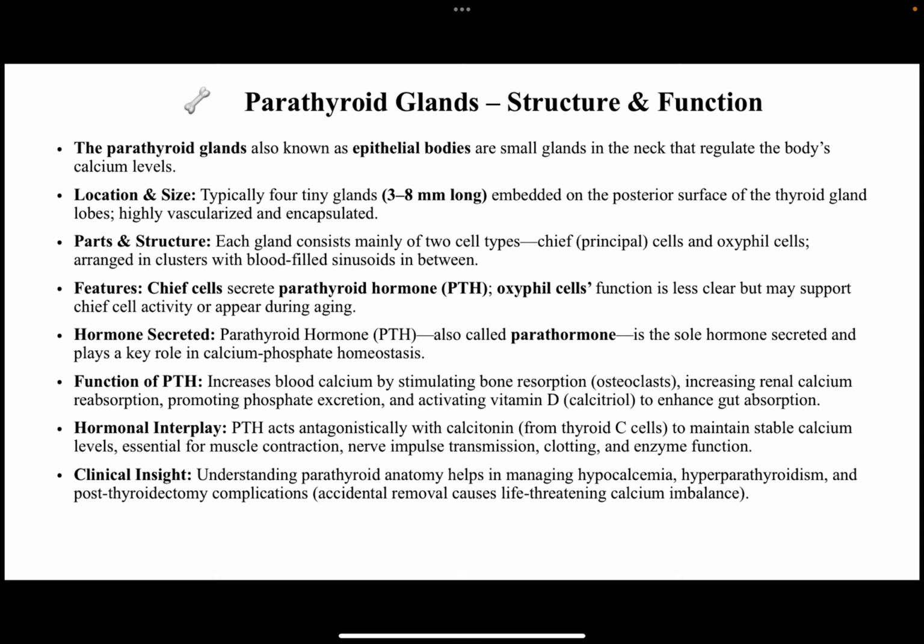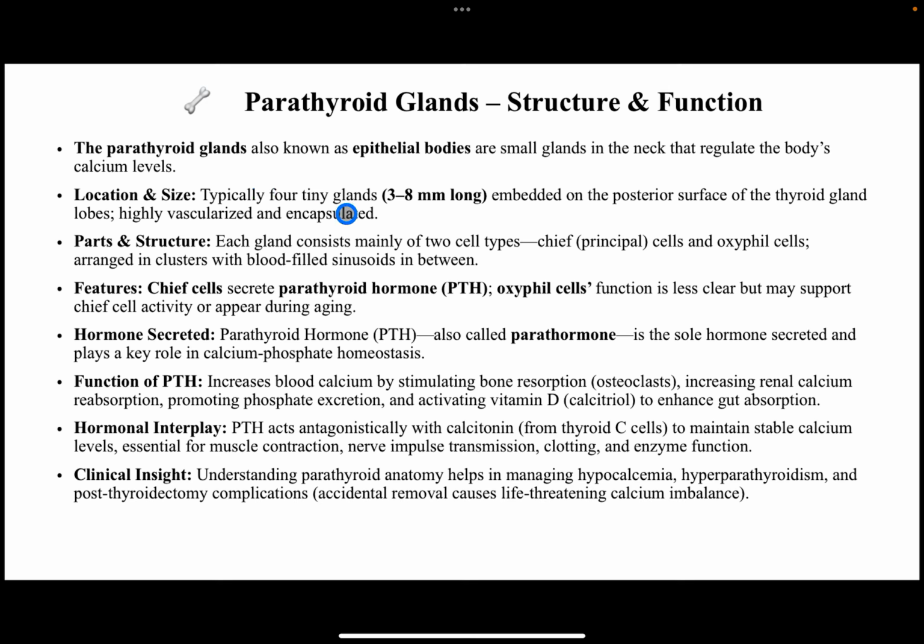Now, the parathyroid glands. The parathyroid glands are also called the epithelial bodies, and these glands are very small glands in the neck that regulate the body's calcium levels. In fact, these glands are 4 in number.